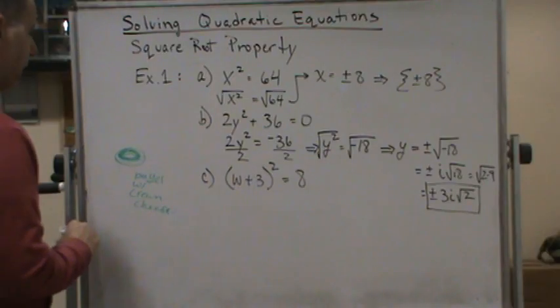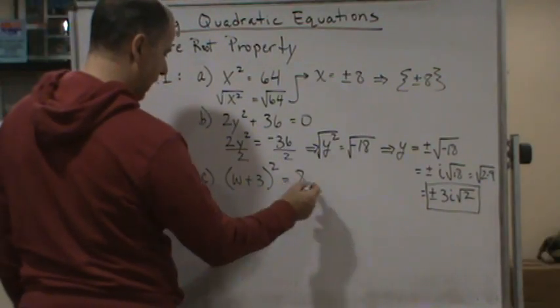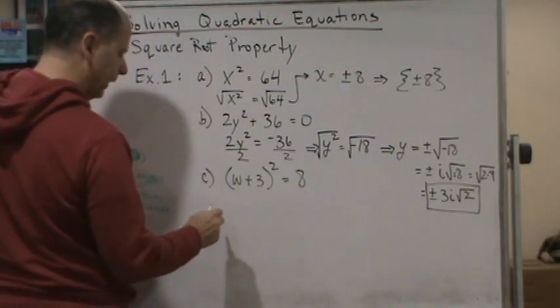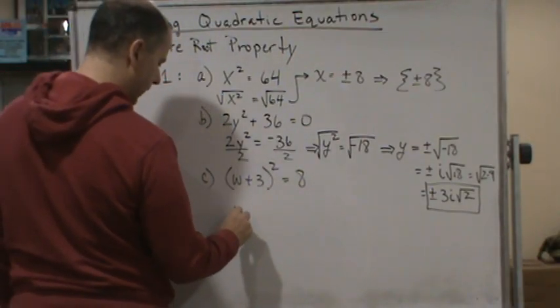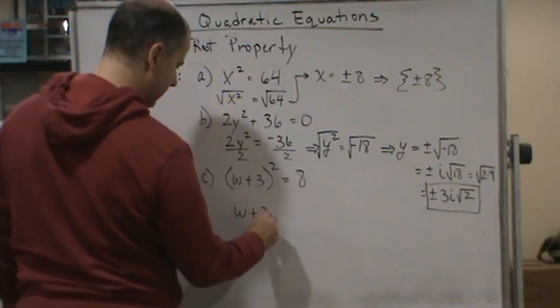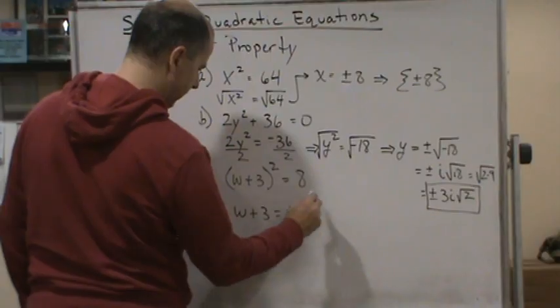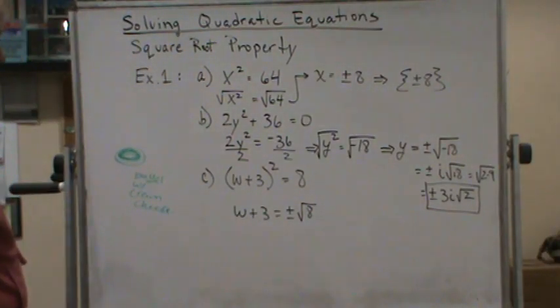All right, so now part C. Now we have this. Now again, we have a square on one side, so let's just use the square root property on both sides. So that means we're going to get w plus 3 is equal to plus or minus the square root of 8, right?